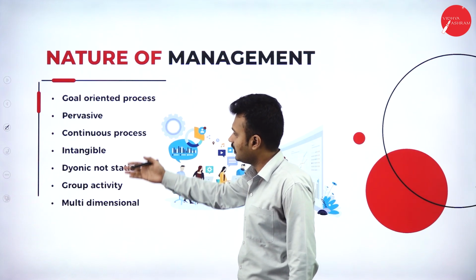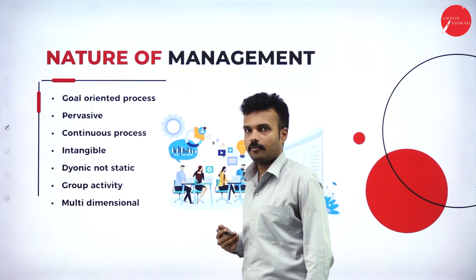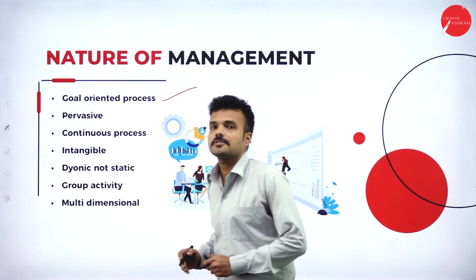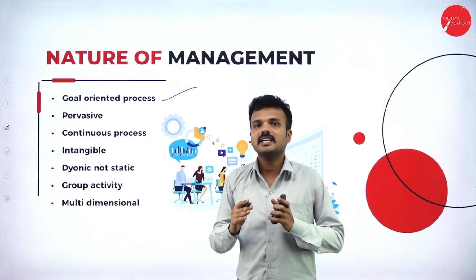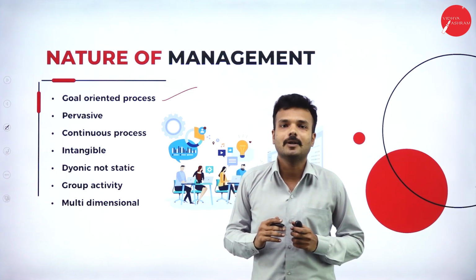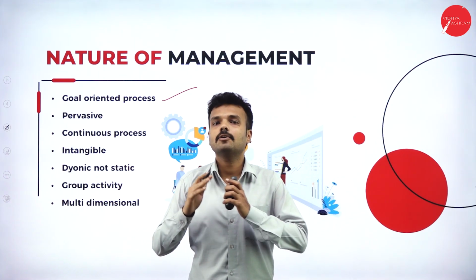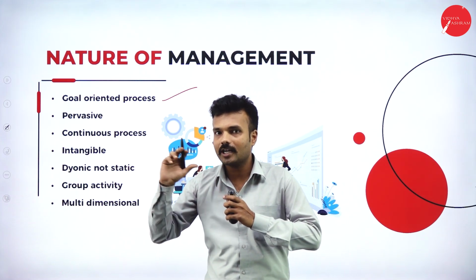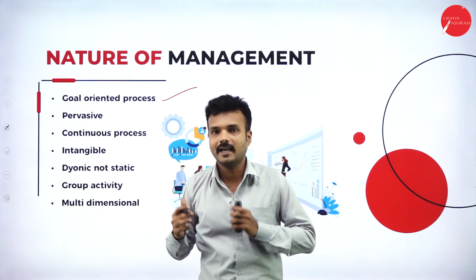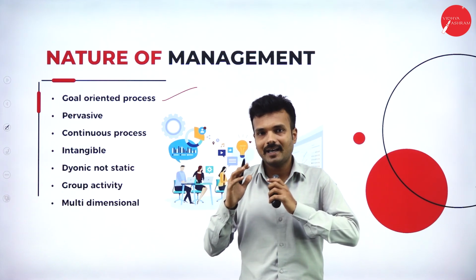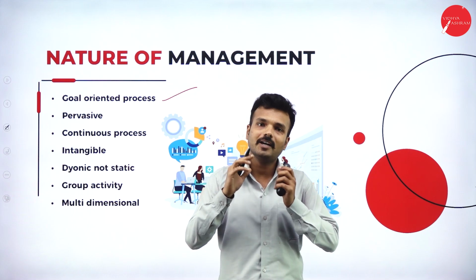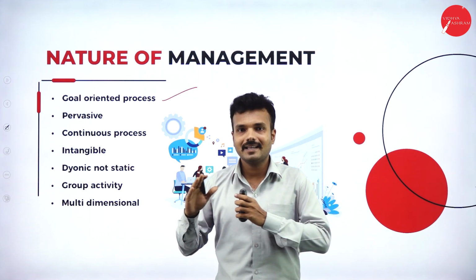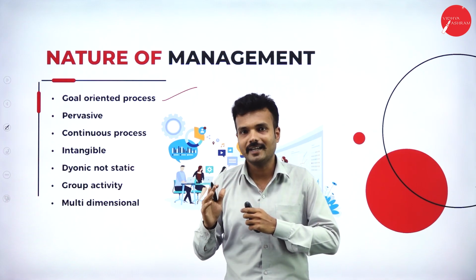Moving forward, next we are going with the nature or characteristics of management. We have listed the 7 characteristics of management. The first one is that management is a goal-oriented process. As we know, each and every organization has its own goal. There is no organization without a goal. If there is an existence of an organization, there must be some goal. Also, the goals differ from one organization to another, so all the organization goals are not one and the same.